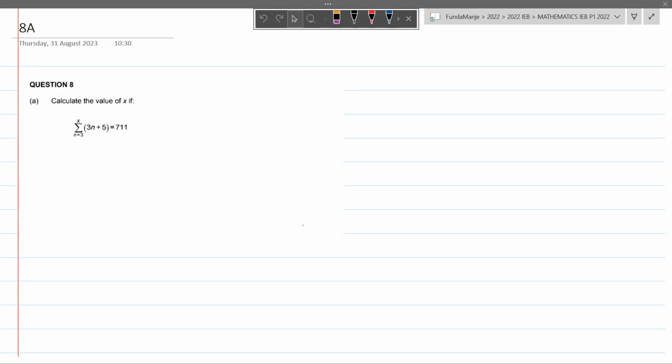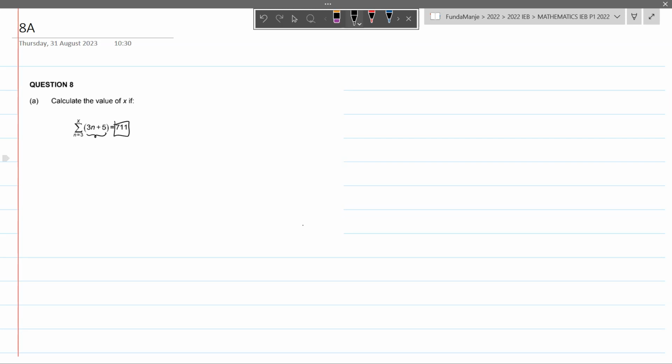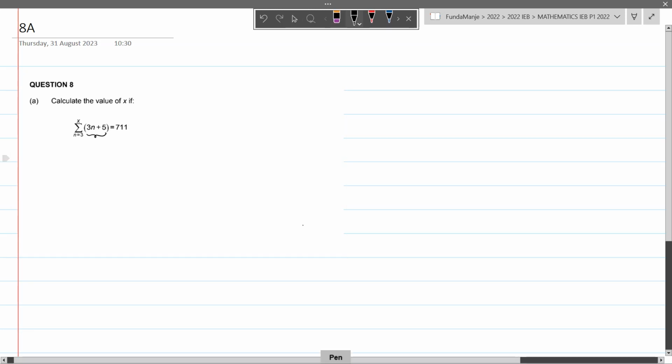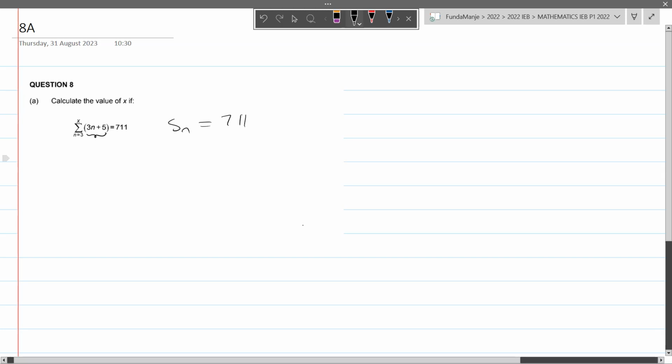So question 8a says calculate the value of x if we have this expression. What we have here is a sigma notation, which represents the sum of a certain amount of numbers applied to this rule is equal to 711. Basically, in other terms, the sum of a certain amount of numbers will give us 711. But how many of those numbers there are, we really do not know. And actually, that is something we want to calculate. So we are looking for this number on top here.